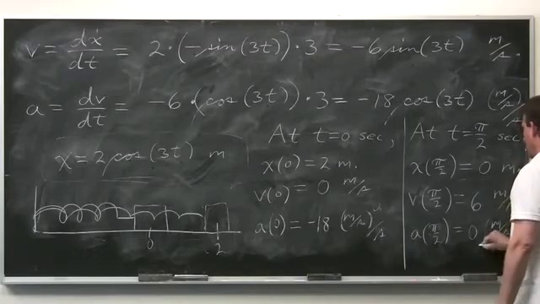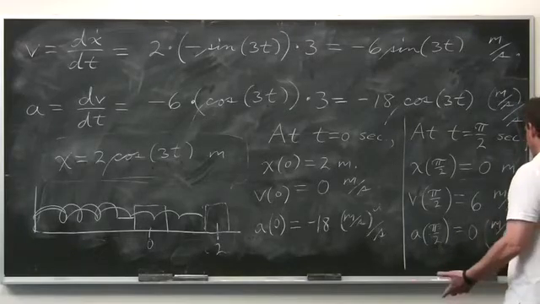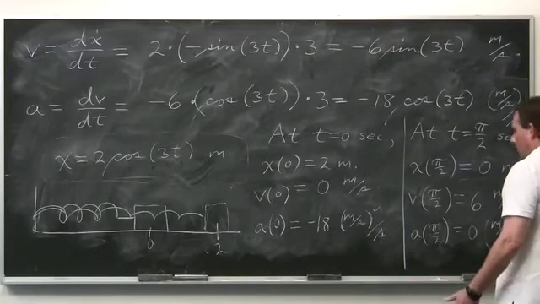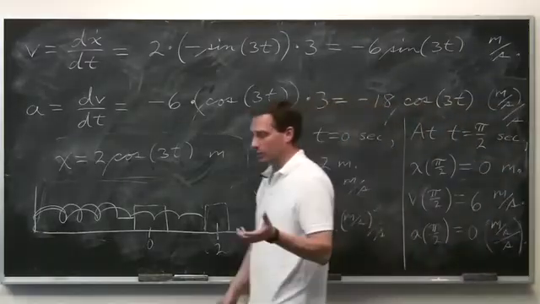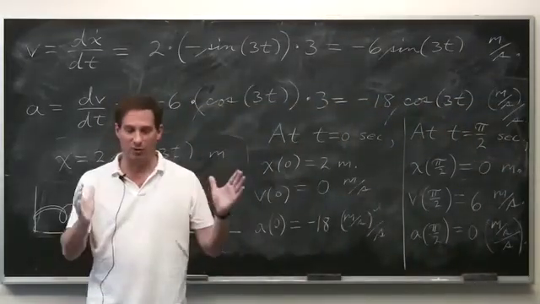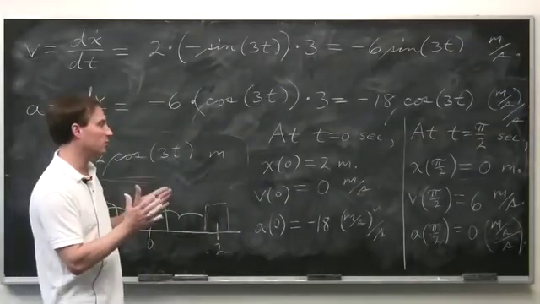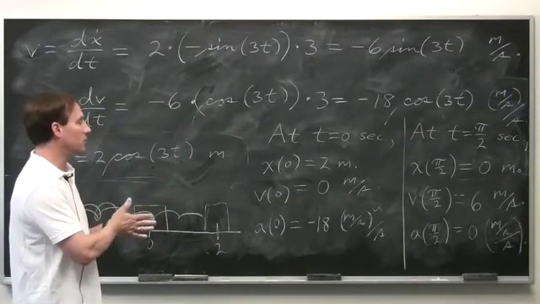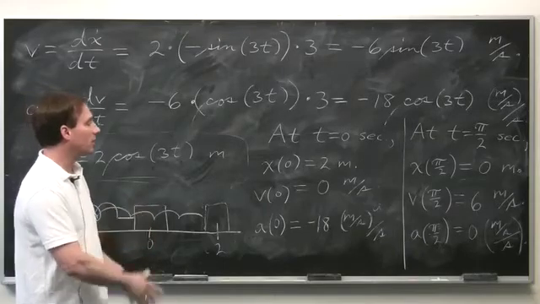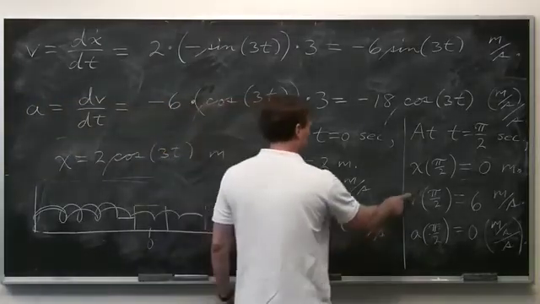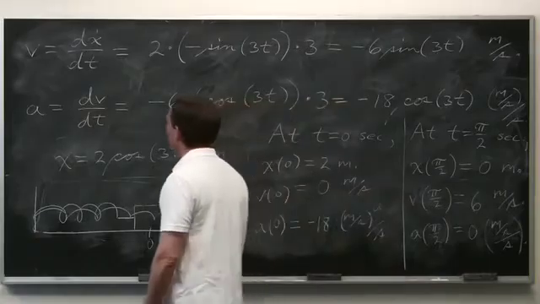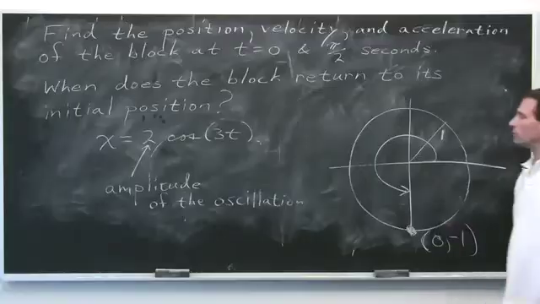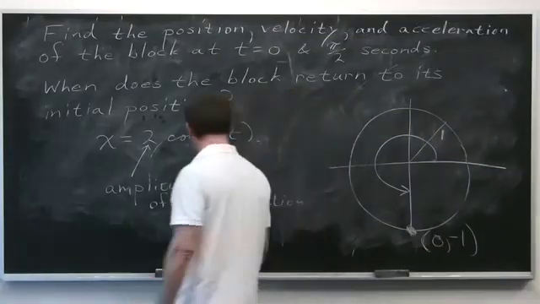That shouldn't come as a surprise. Right at that instant in time, the block is at the equilibrium position, and the spring is at its natural length, and it's not exerting any force in that instant. So the position of the block is 0, the acceleration is 0, but the velocity is not: the mass is headed to the right. Okay, when does it return to its initial position?